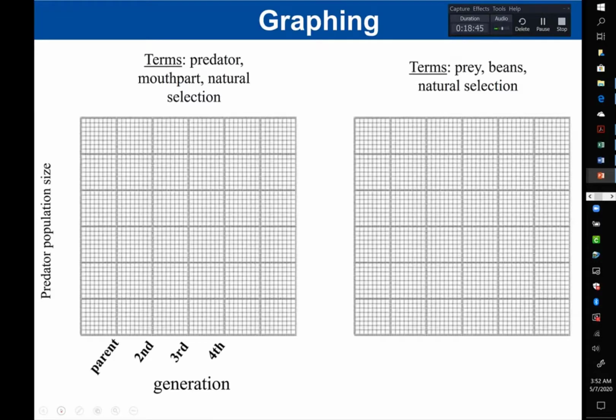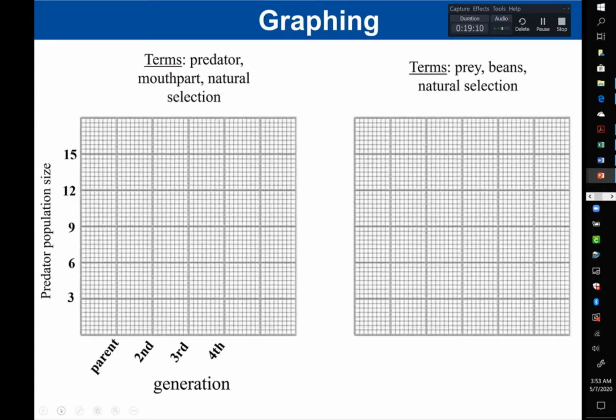And so what I did was I put on the X-axis the parental generation, and then we have the second, third, and the fourth. And then my scale for my predator population on my graph paper would be 3, 6, 9, 12, and 15, because again, 14 is my highest number. So I would set my graph up like this.